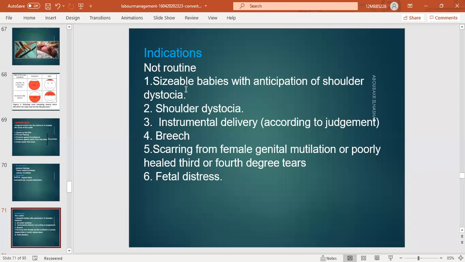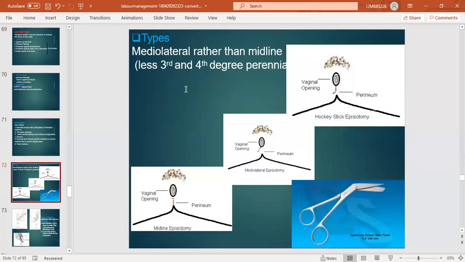Or if there is shoulder dystocia, or you are going to perform an instrumental vaginal delivery, like forceps delivery or vacuum application, or if there is a breech delivery, or if there is a previous scar, or there is fetal distress.